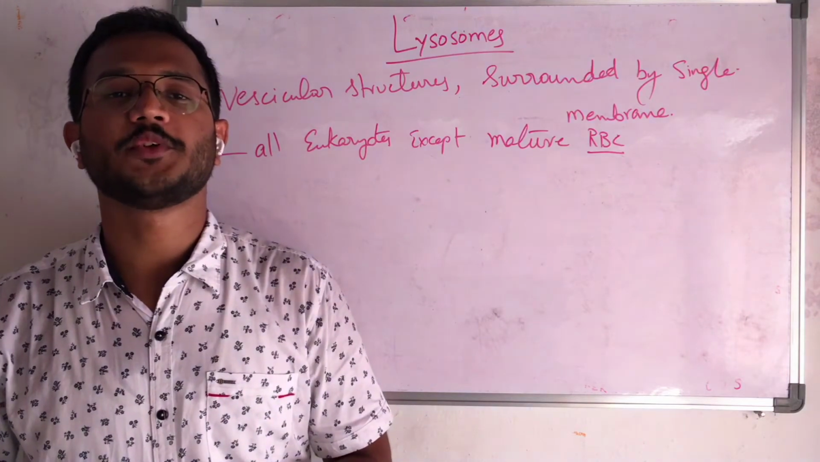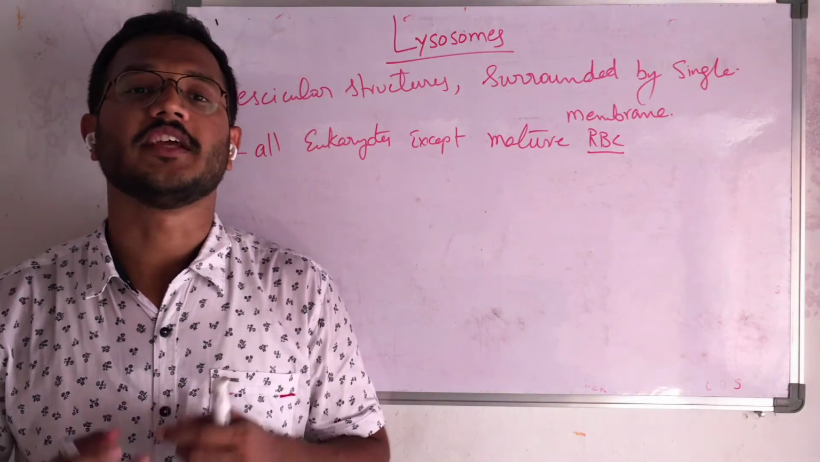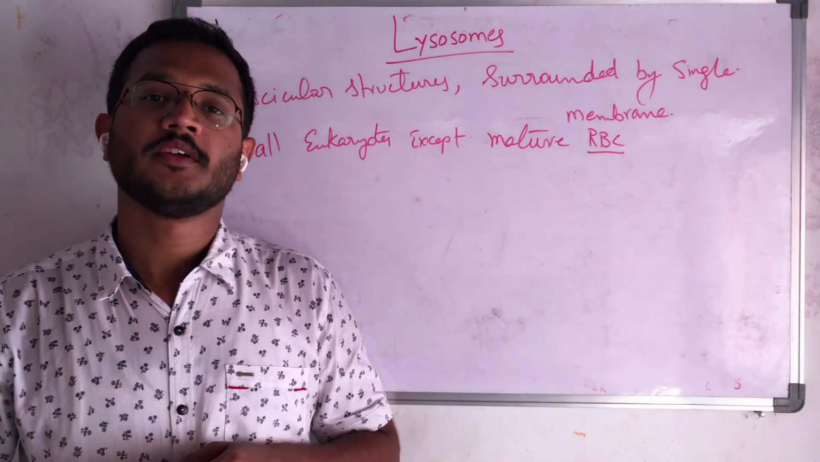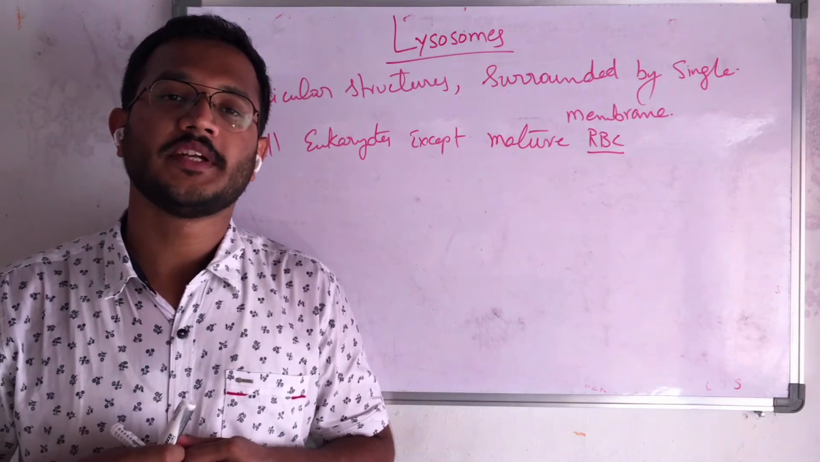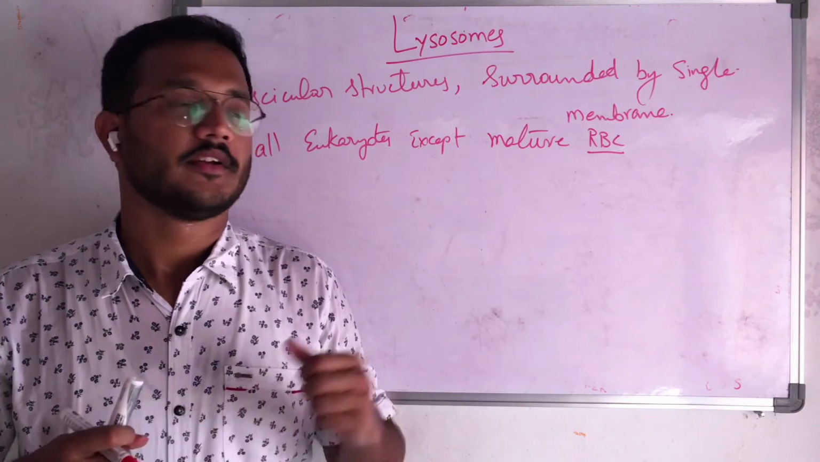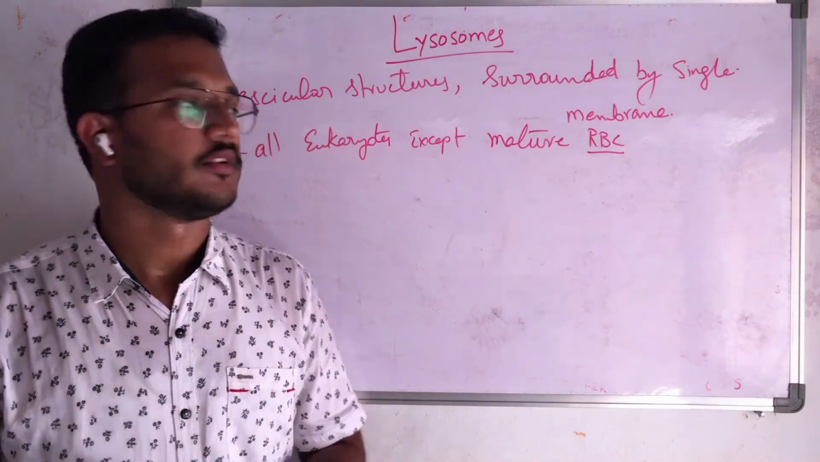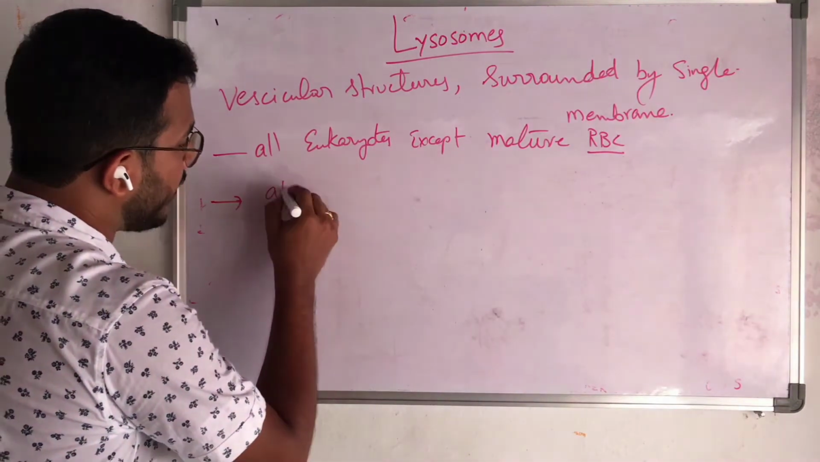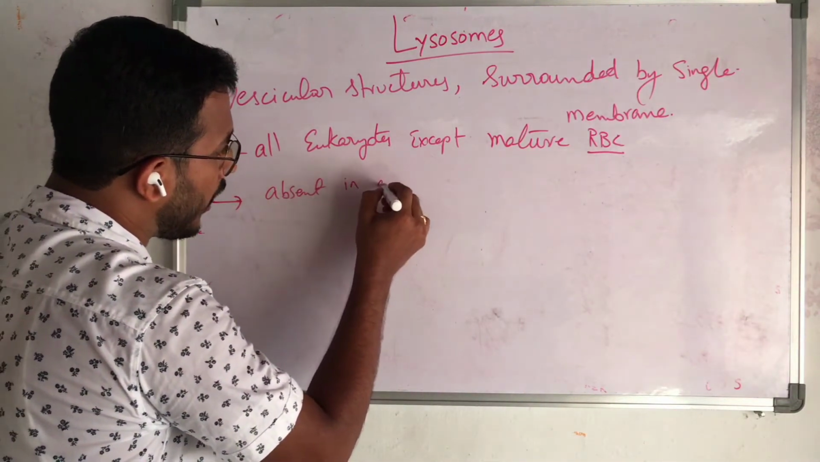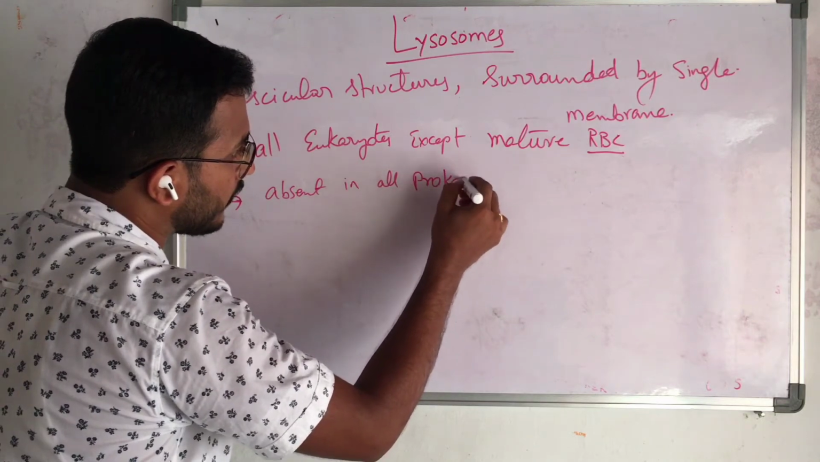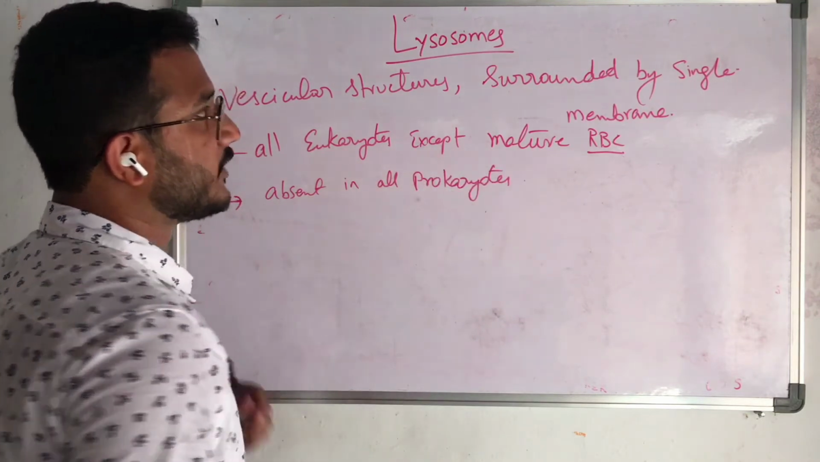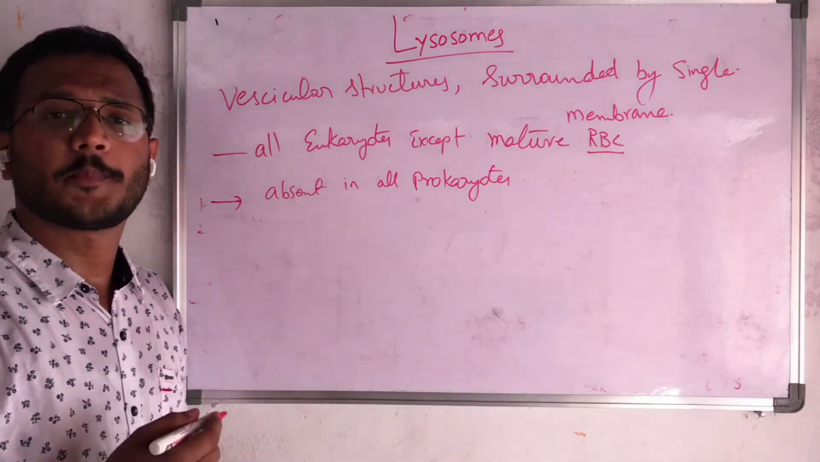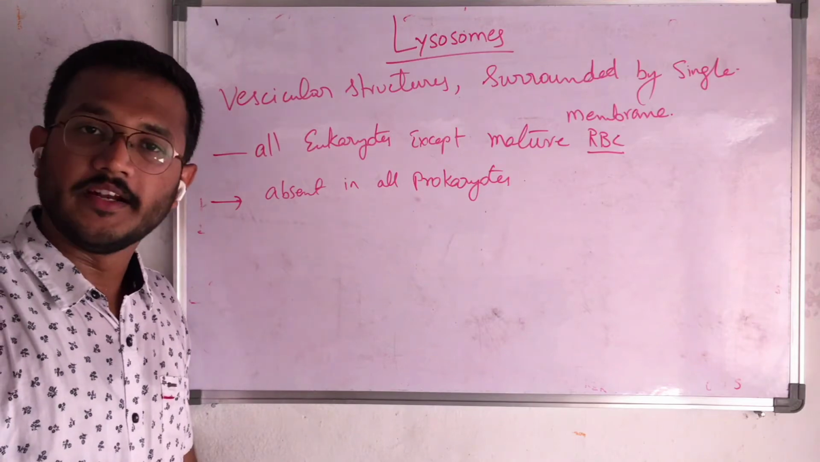But after the maturation of the red blood cell, they lose even the nucleus. Understanding? Nucleus is absent, endoplasmic reticulum is absent, Golgi apparatus is absent. Here lysosomes are also absent. Okay. And they are absent in all prokaryotes. In all prokaryotes, lysosomes are absent. What is the structure and what is present inside the lysosomes, we will see in detail.